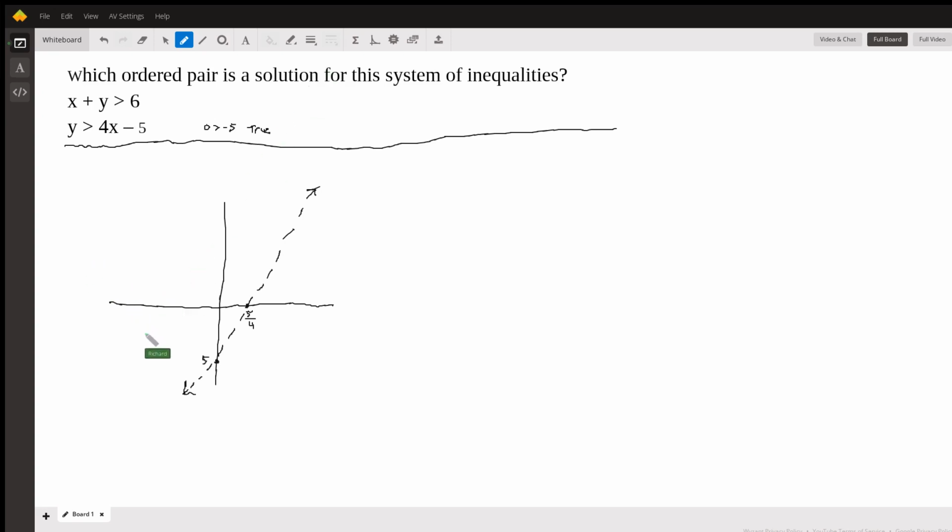So I'm going to shade the solution region like this. It includes the origin. And there you go. So that's this bottom one here. We could put a color code there if we want.